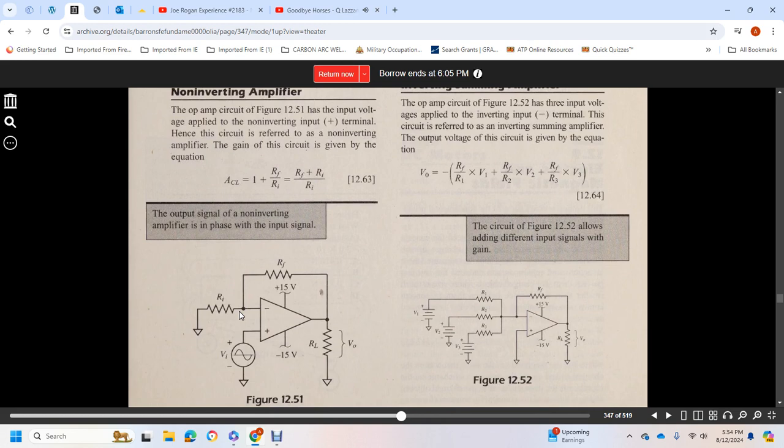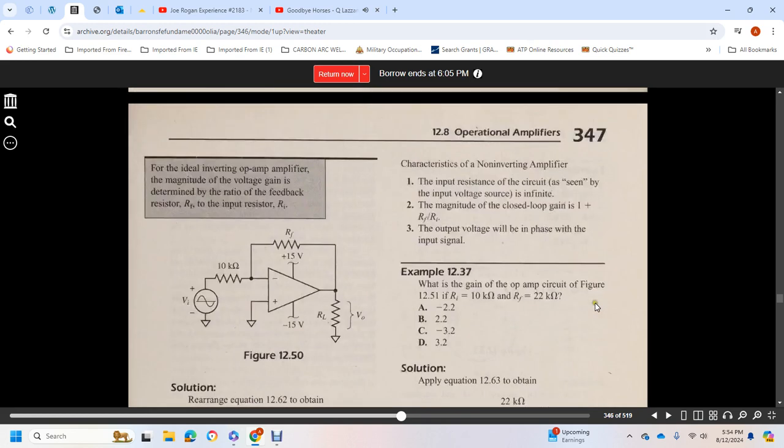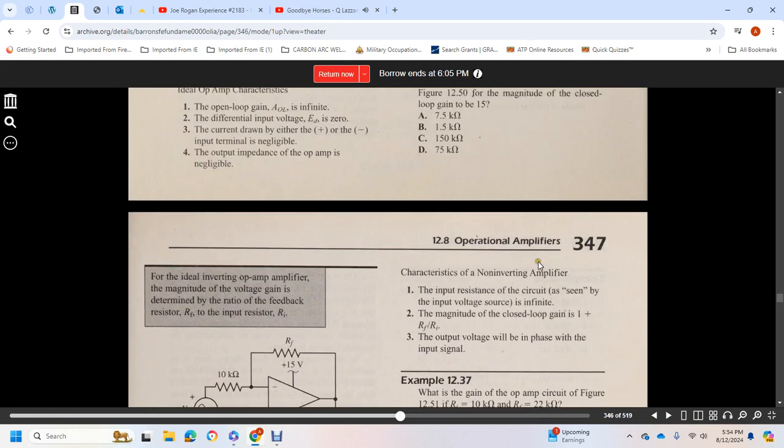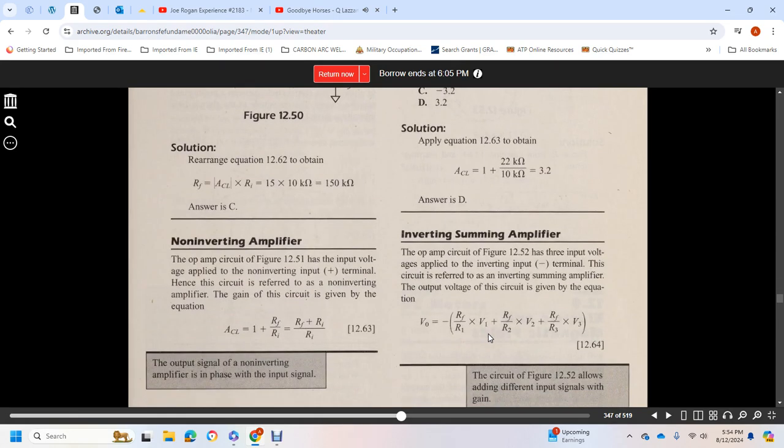The output signal of the non-inverting amplifier is in phase with the input signal. Here, the non-inverting amplifier input resistance is shown as the input voltage over the infinite magnitude closed loop gain plus 1, with the output voltage in phase with the input signal.